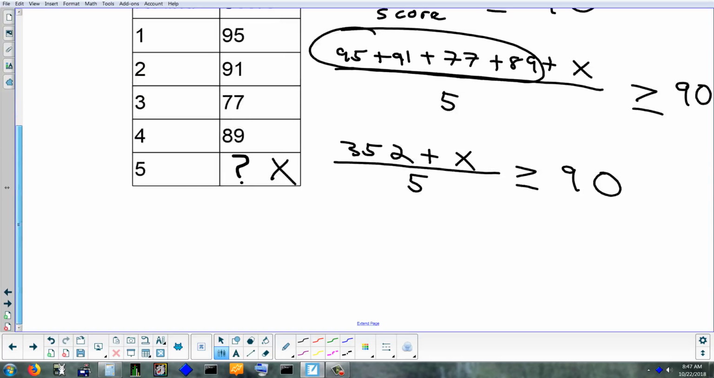Okay, next step. I want to get x by itself. And this one's a little different. So there's 2 things I have to deal with. I've got the 352 and I've got the divided by 5. Whenever you have a problem like this, you have a big fraction and a bunch of stuff in the top, you've got to get rid of what's in the bottom first. Yes, I want to subtract 352 eventually, but I can't until I get rid of the divided by 5. So what would I have to do to get rid of the divide by 5?